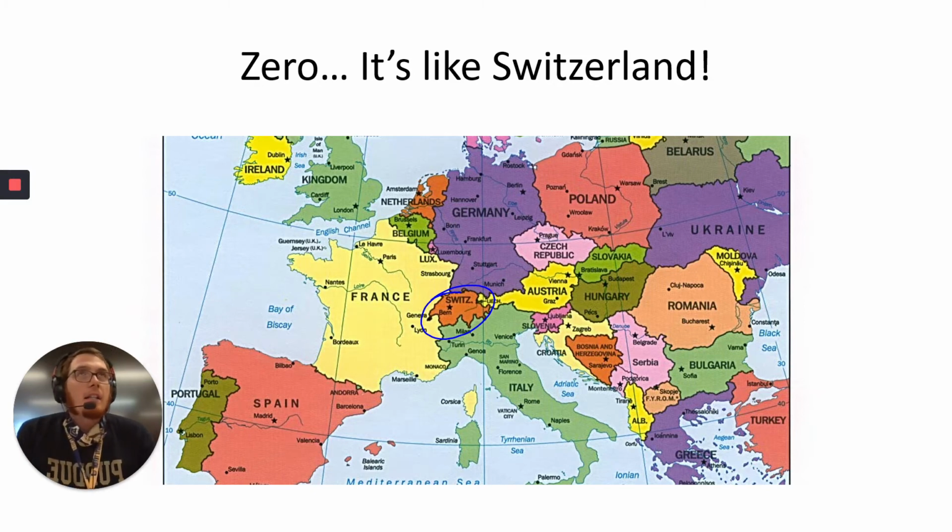I like to think of 0 as a neutral integer. The reason I put Switzerland is here's Switzerland, right here in the middle of Europe. And in World War II, Switzerland was known as a neutral country. They didn't take a side in World War II, for example.